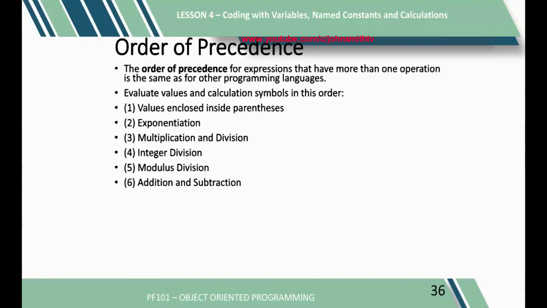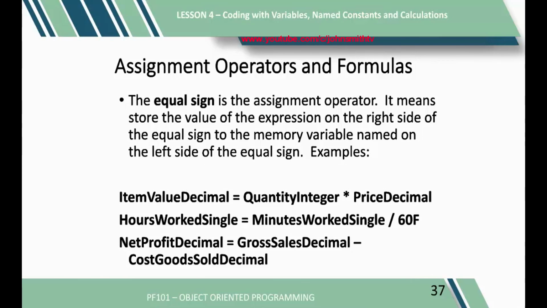Order of precedence. The order of precedence for expressions that have more than one operation is the same as for other programming languages. Evaluate values and calculation symbols in this order: 1. Values enclosed inside parentheses. 2. Exponentiation. 3. Multiplication and division. 4. Integer division. 5. Modulus division. 6. Addition and subtraction.